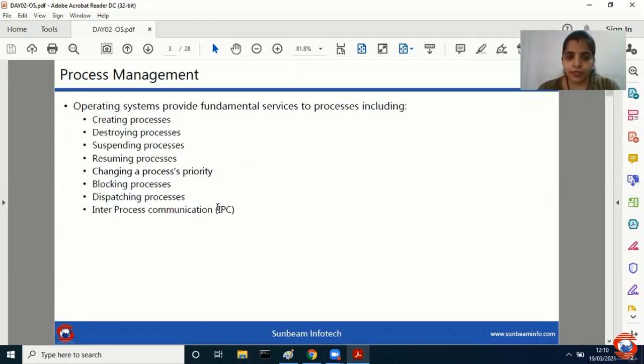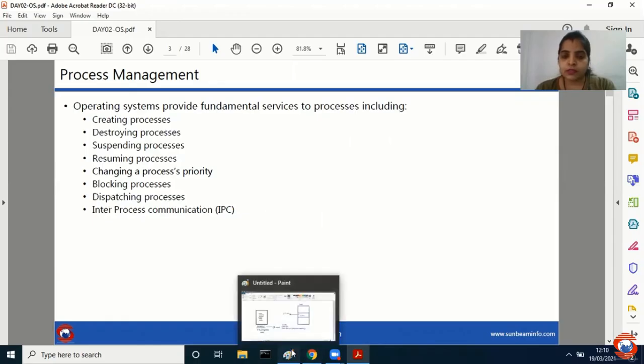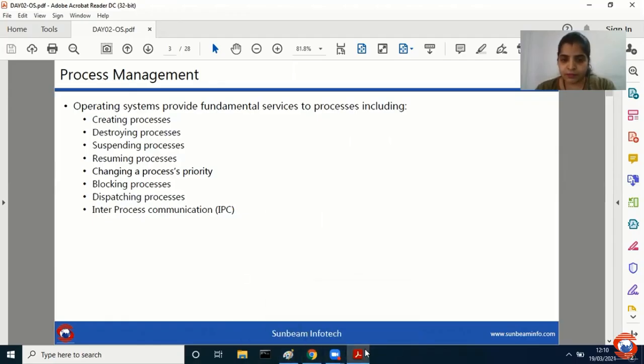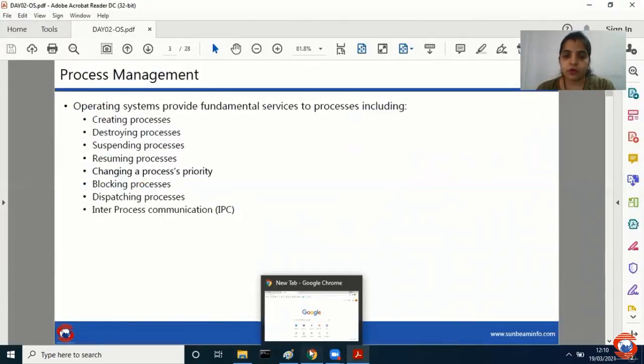Now, we are going to the topic called process management. For example, I am switching from Paint to this PDF file. Maybe I am going to some folder. Maybe I am going to Zoom. Maybe I am going to this Chrome browser.